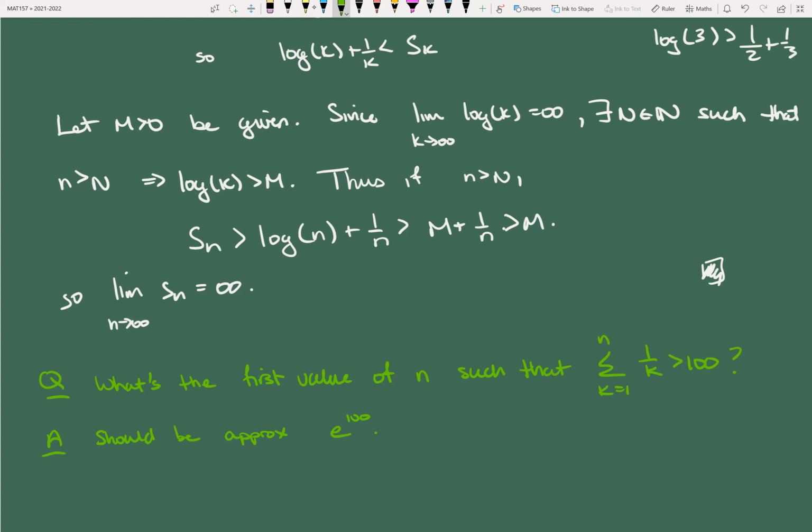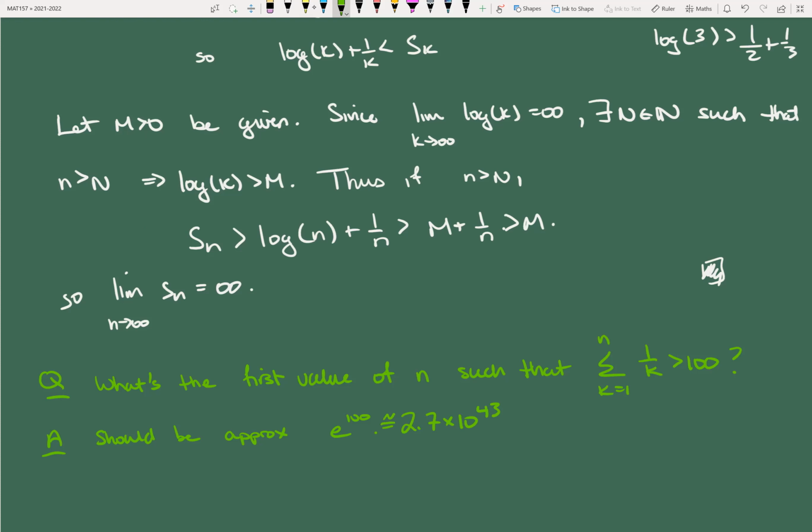How many digits does e to the 100 have? Do we think Wolfram Alpha could at least do that? Come on, Wolfram Alpha, stop letting me down here. So it's about 2.7 times 10 to the power of 43. That's how long it takes for the harmonic series to break the number 100. So to say that this is a very slow growing series is an understatement, right? It goes off to infinity, but you require, what is that? The number of atoms in the universe?